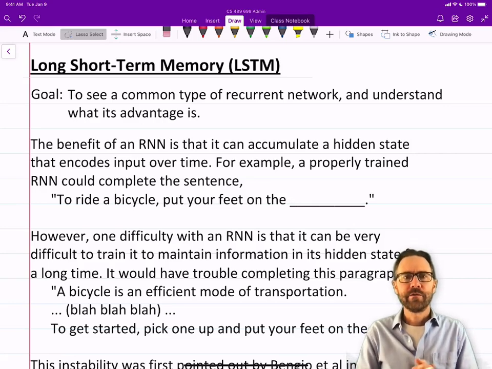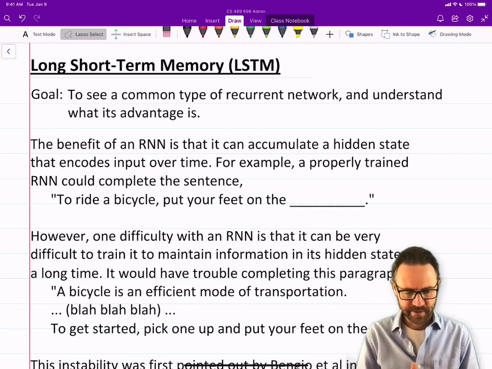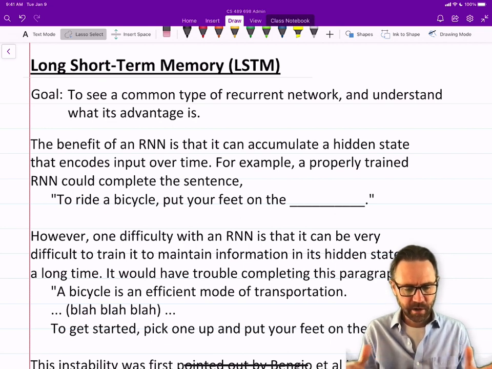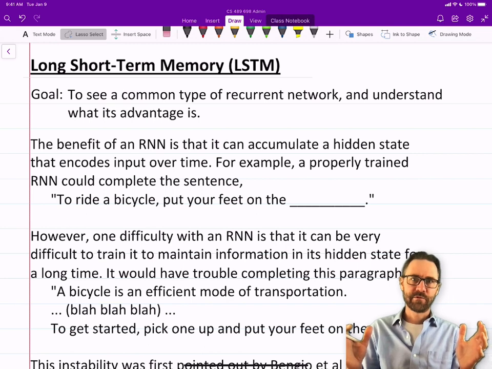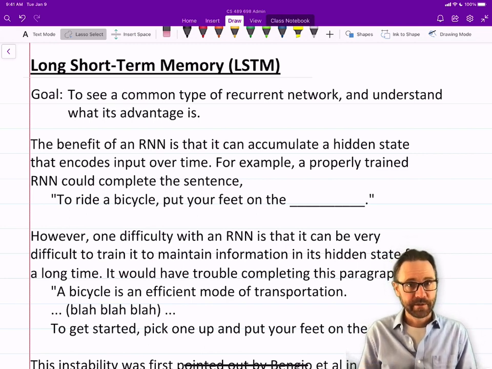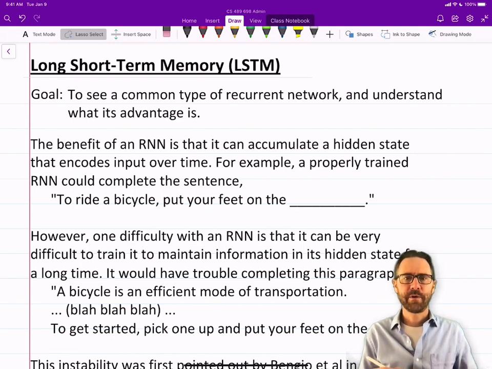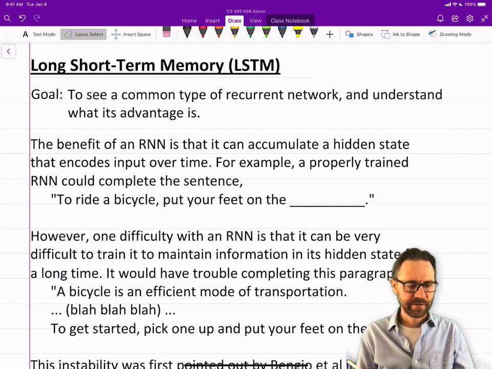For this lesson, we're going to talk about a different type of recurrent neural network, one that's called a long short-term memory. Notice where the hyphen is. It's between the short and term. Long short-term memory. It's not long short-term memory, anyway, or LSTM. So the goal is to see a common type of recurrent network and understand what its advantage is.